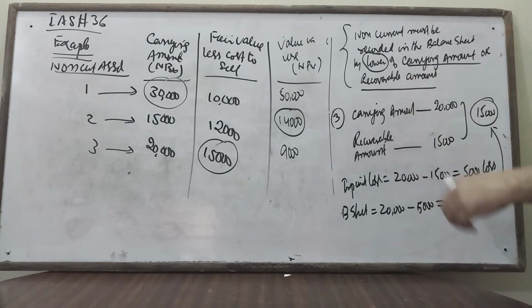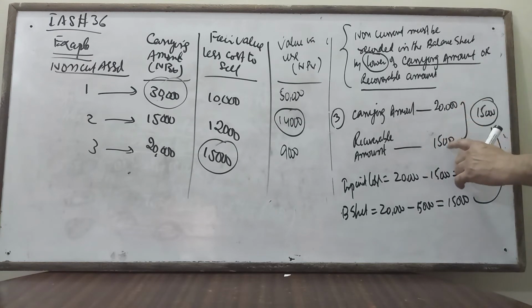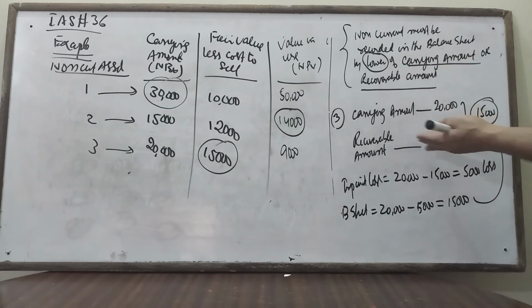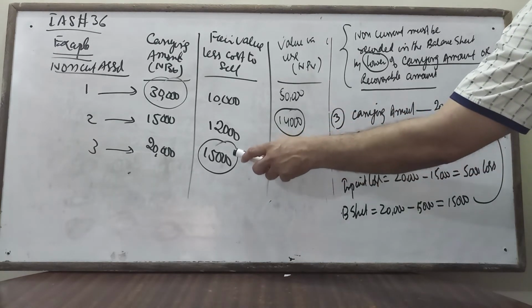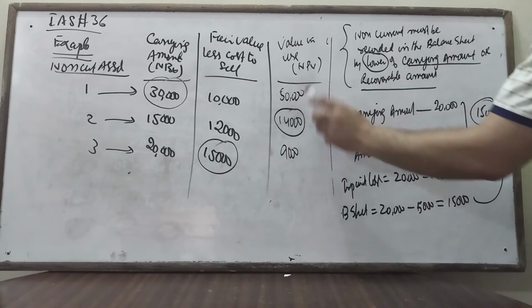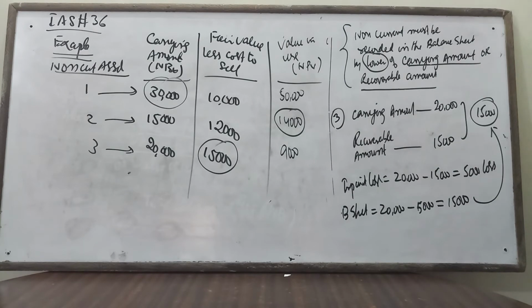How is impairment loss calculated? Impairment loss क्या होता है? When the recoverable amount is less than the carrying amount. बड़ा connected IAS है. When the recoverable amount is less than the carrying amount. Recoverable amount क्या होता है? Recoverable amount is the higher of fair value less cost of sale and value in use. ठीक है? ये मैंने सब नोट्स में दिया हुआ है.